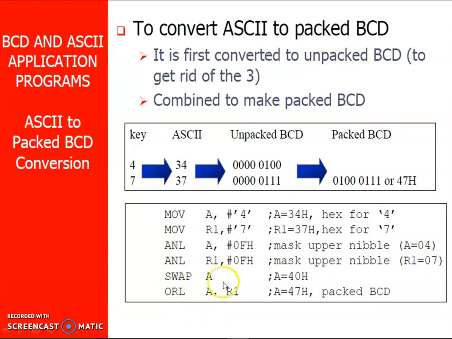Now SWAP A becomes 40. Now when you perform ORL A, R1, you get 47H in A. So it is the packed BCD number.